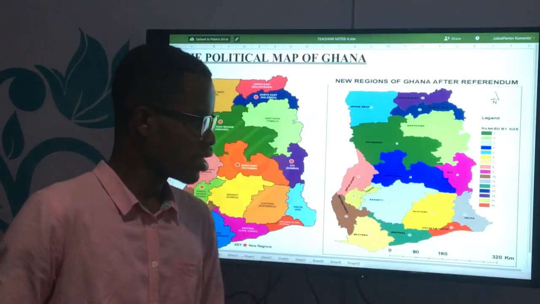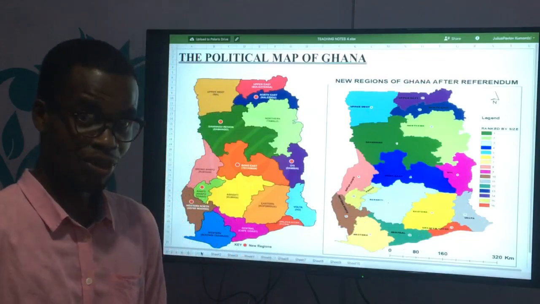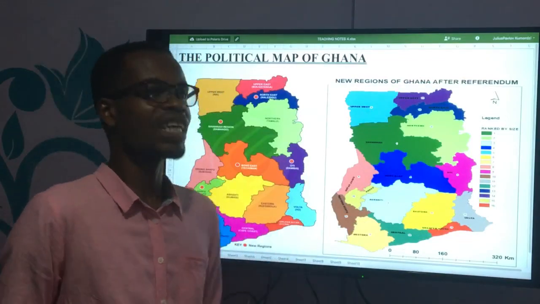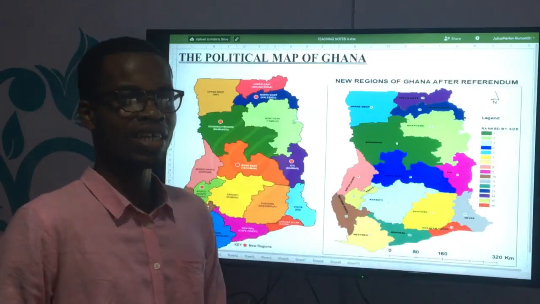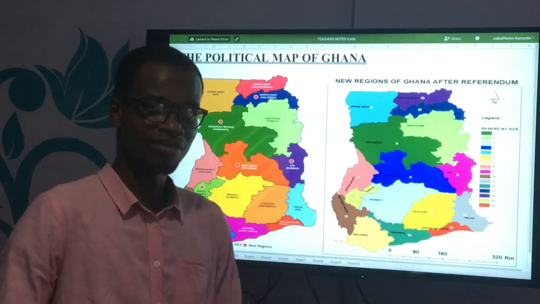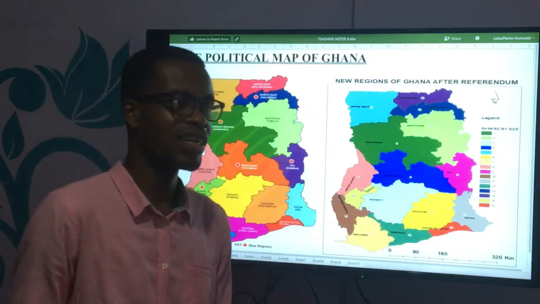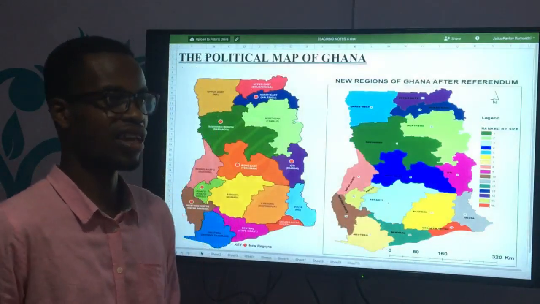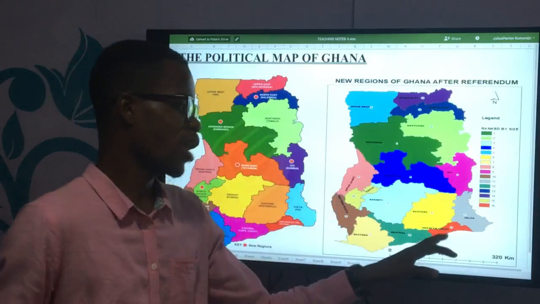Then we have number 16, that is the smallest in terms of land size, Greater Accra region. And now we have a lot of people running into Greater Accra to settle in Accra. Everybody wants to come here. The region that has the smallest land size. So you can already tell what is going to happen here.